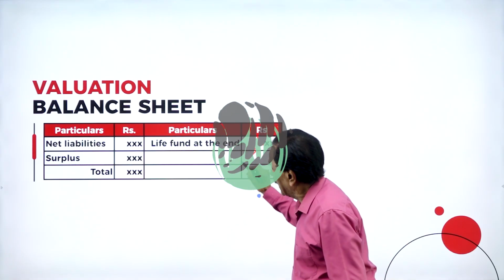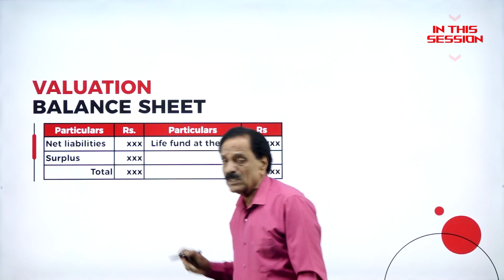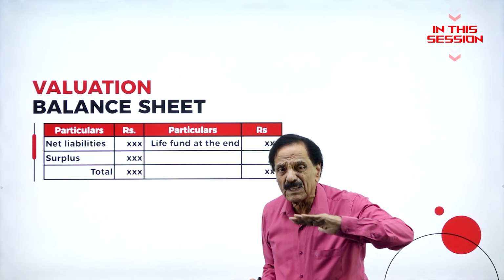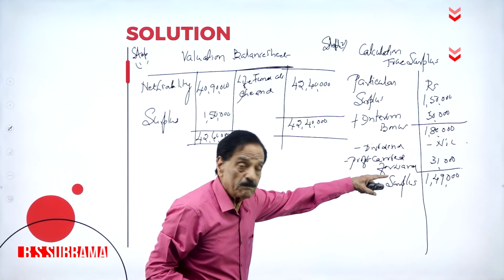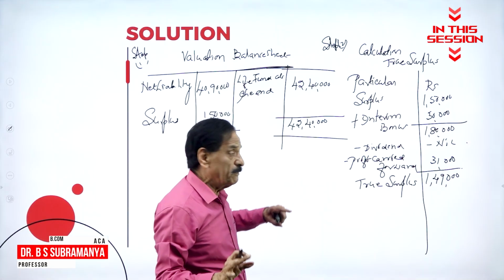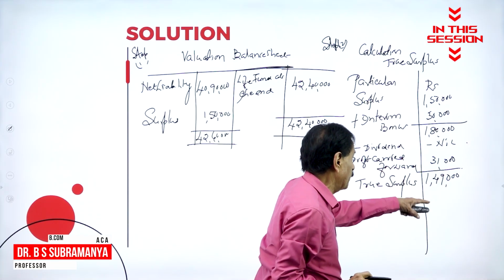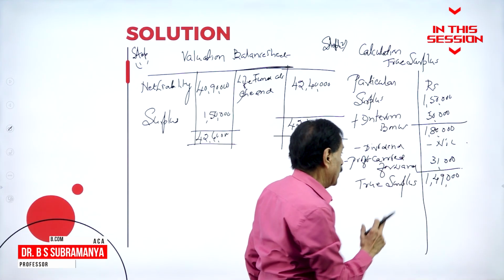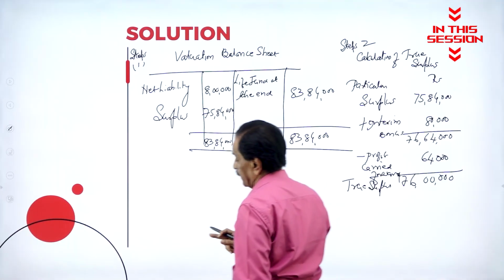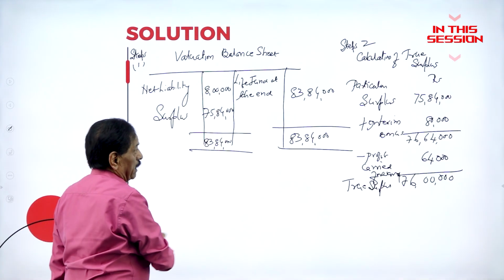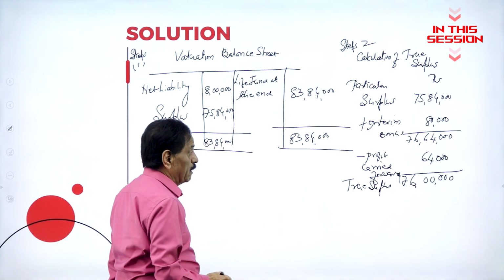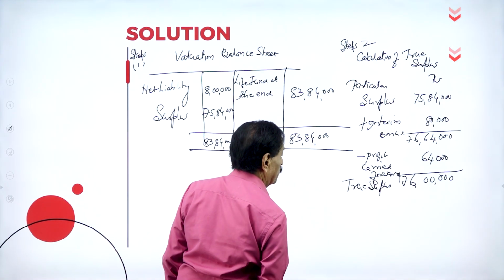Life fund at the end, net liabilities of the TR, whatever the difference comes, that is the surplus. Add interim bonus, minus dividend, there is no dividend, minus profit carried forward. How much available? 1,49,000. First we calculated the surplus as per the valuation balance sheet. Out of that, interim bonus should be added, and profit carried forward should be deducted.